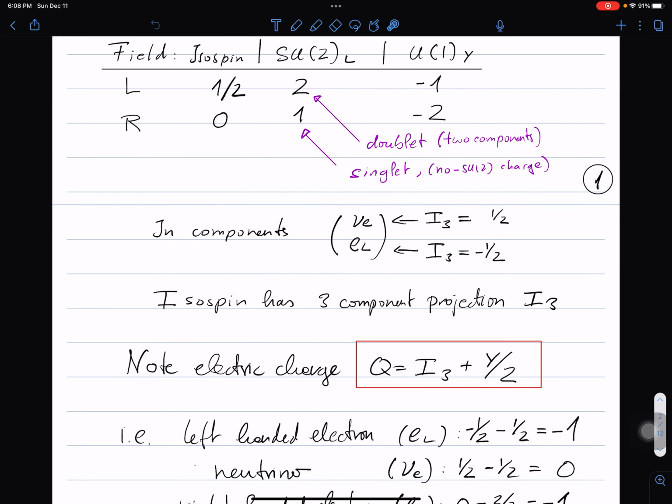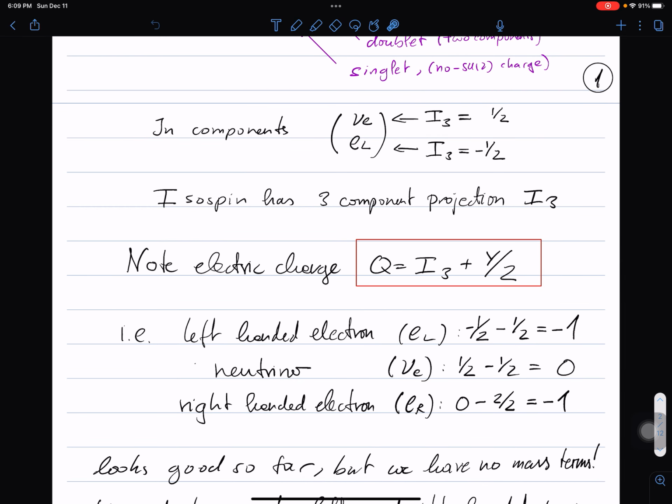So if you look at it in components, basically the projection of the third component of the isospin is +1/2 for the neutrino and -1/2 for the electron. It has to do with angular momentum. It's very similar to angular momentum quantum numbers, actually. And that's why it's called isospin, even though it's an internal degree of freedom. It has nothing to do with the spin of the electron. Good. So what you have to know is the upper component, isospin 3, is 1/2, and the third component of the electron is -1/2.